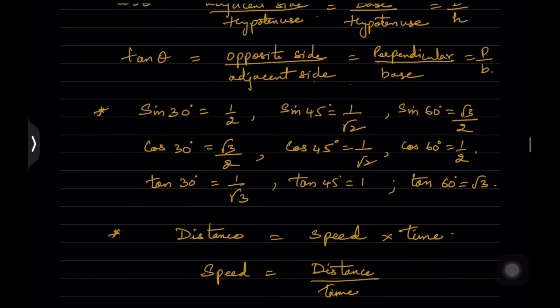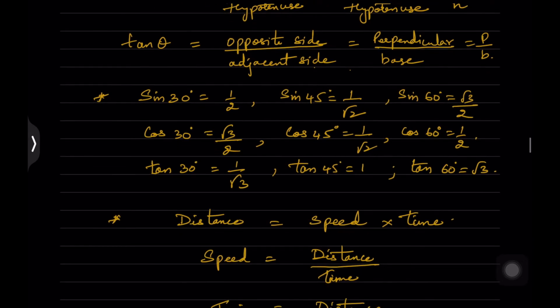Tan theta is equal to opposite side by adjacent side, which is equal to perpendicular by base, which is P by B. Now you will usually be given only three angles in some applications of trigonometry. Those are 30, 45 and 60. So I have just written those values. You can see sin 30 is 1 by 2, sin 45 is 1 by root 2, sin 60 is root 3 by 2, cos 30 is root 3 by 2, cos 45 is 1 by root 2, cos 60 is half. Then you can see that sin and cos are exactly reversed.